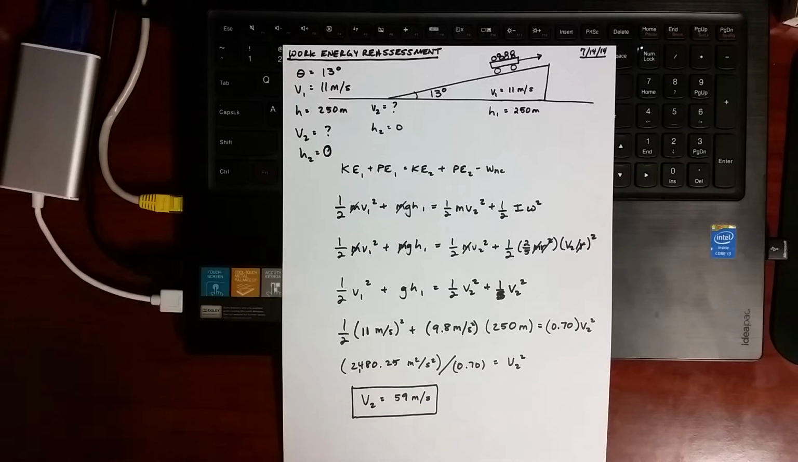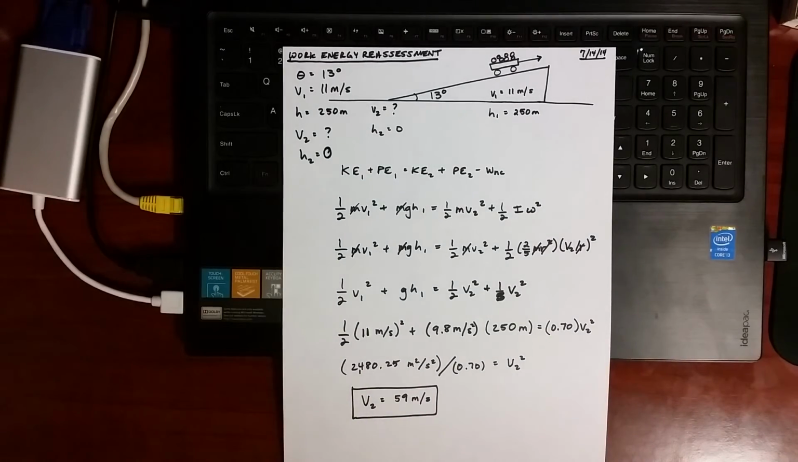That comes out to about 2480.25 meters squared per second squared over 0.7, which gives you a final velocity of 59 meters per second. So it's going to be moving almost 60 meters per second right here at the bottom, which is pretty quick. But yeah, that's about it. Thank you.